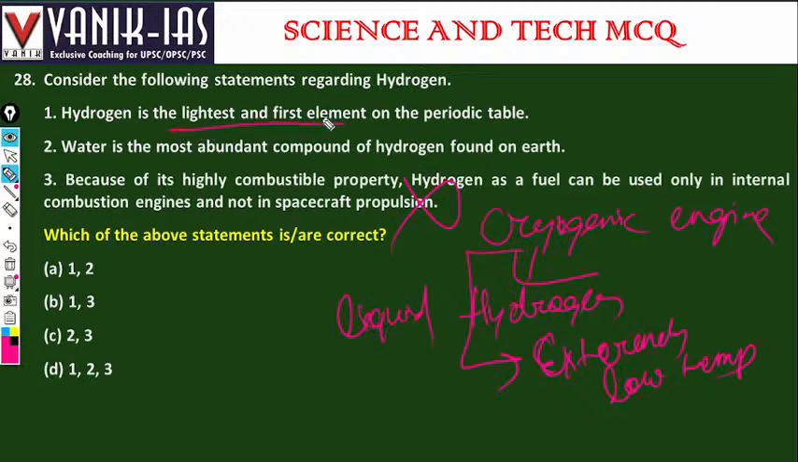Hydrogen is the lightest and fastest element of the periodic table. Yes, because its atomic number is one. Next, water is the most abundant compound of hydrogen found. Yes, from H2O, hydrogen is derived by electrolysis. So option 2 is right.